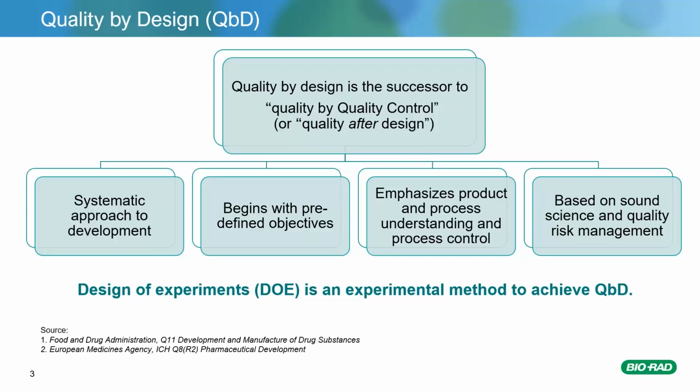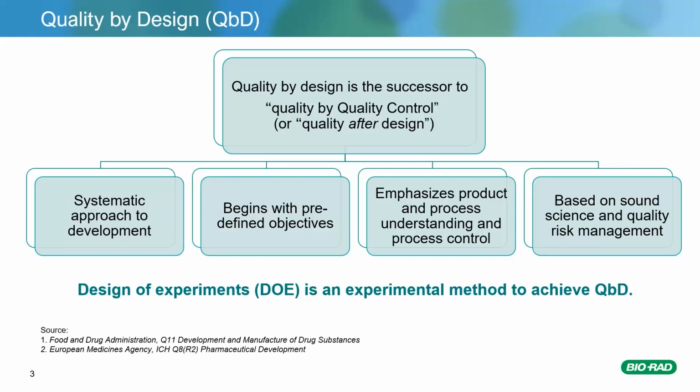Modern approach, however, in addition to quality control, also includes systematic approach to development, which begins with predefined objectives. The emphasis is put on deep understanding of the product and process in a risk-based approach. The design of experiment is then an experimental method to achieve quality by design. You will see later how DOE can improve your knowledge about the purification process, quality attributes behavior, and potential interactions between tested factors.